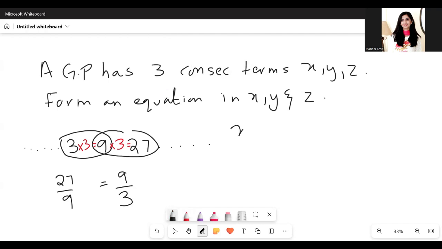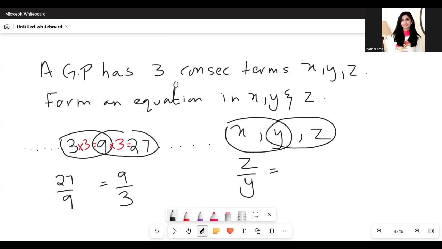So now let's do this for X, Y, and Z. So we know that if we do Z divided by Y, it's going to give us the same answer as Y divided by X. Cross multiply, we get ZX is equal to Y squared. And this is the equation connecting the three consecutive terms of a geometric progression.